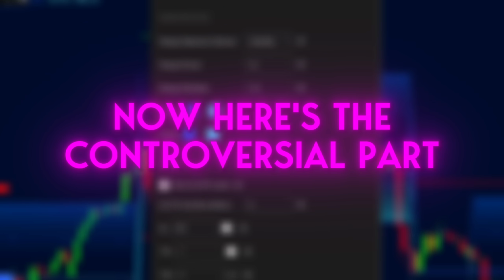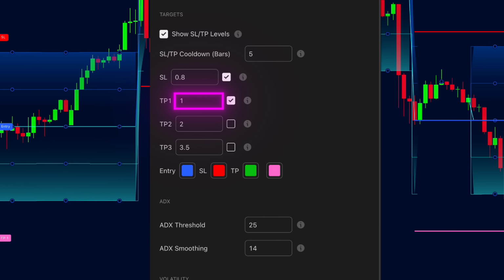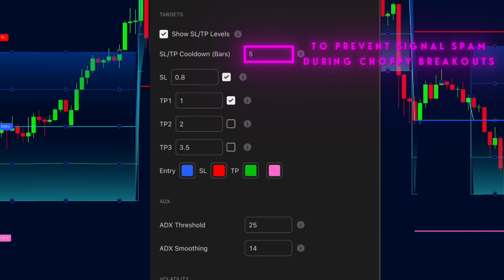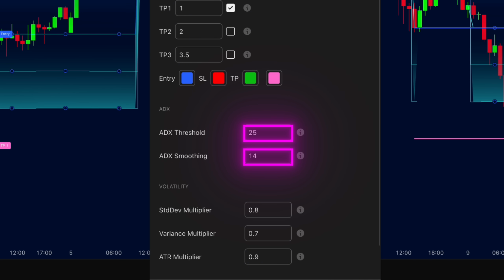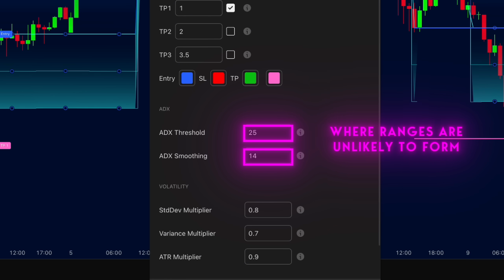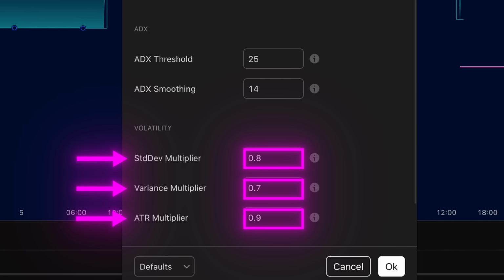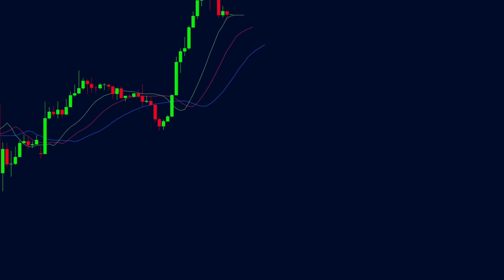Now here's the controversial part. Enable the SLTP system with these exact settings. TP1, multiplier 1.0, TP2, multiplier 2.0, TP3, multiplier 3.5, SL, multiplier 0.8. This creates tight stops with massive reward potential. Set the cooldown to 5 bars to prevent signal spam during choppy breakouts. For ADX settings, keep the threshold at 25 with smoothing at 14. This filters out strong trending periods where ranges are unlikely to form. The STD dev, variance, and ATR multipliers should be set to 0.8, 0.7, and 0.9 respectively, as these fine-tune the compression detection logic.